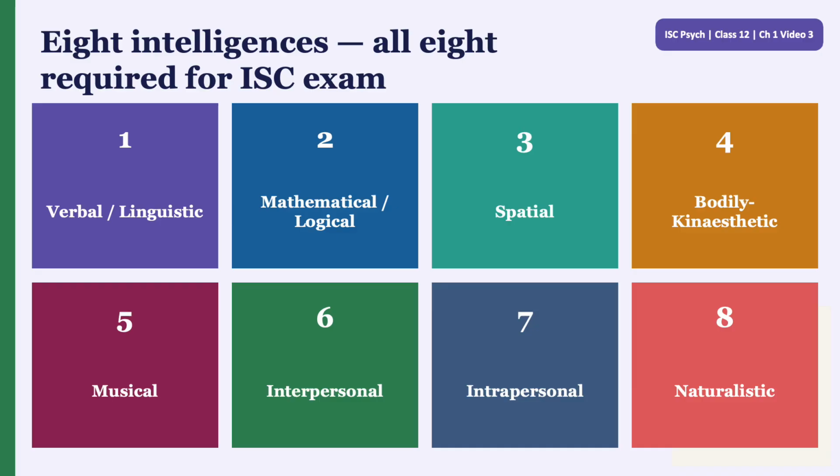Gardner proposed instead that human beings possess 8 distinct intelligences, each independent, each with its own neural basis, and each capable of independent development. Let us go through them one by one.